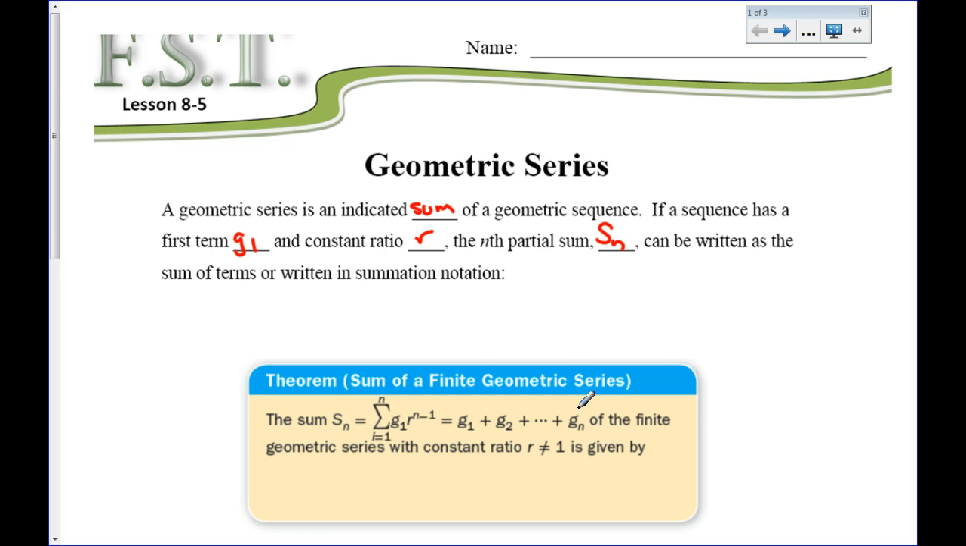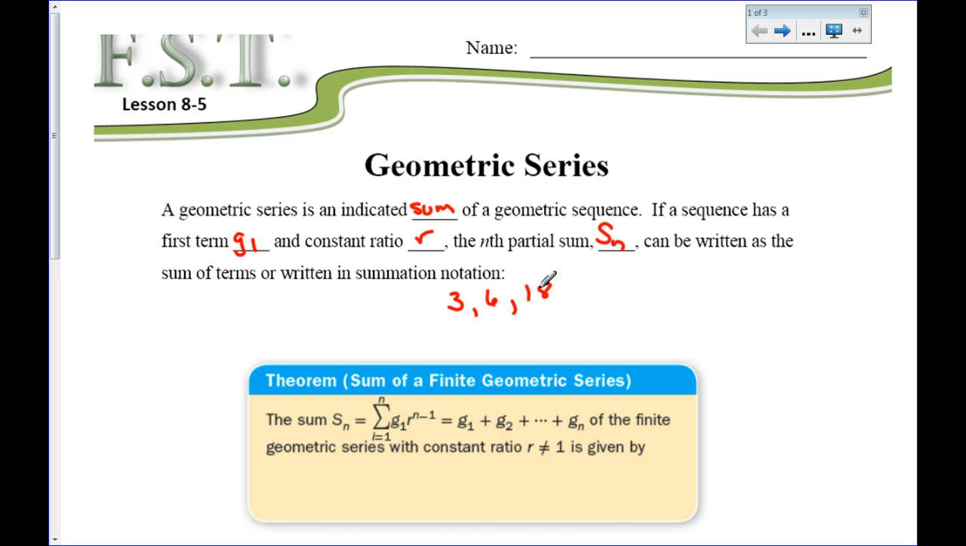A series is always when you're adding them together. A sequence is when there's just commas in between them. But the numbers are still the same, it's just one has a comma and one has addition. So an example of that would be if I have 3, 6, 18, that is a geometric sequence. What's my r value here?